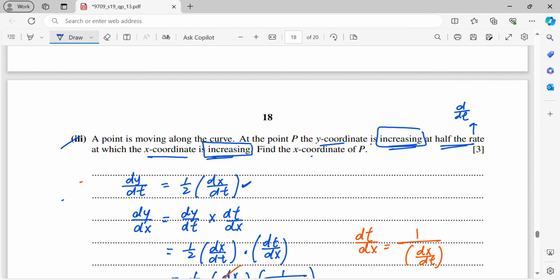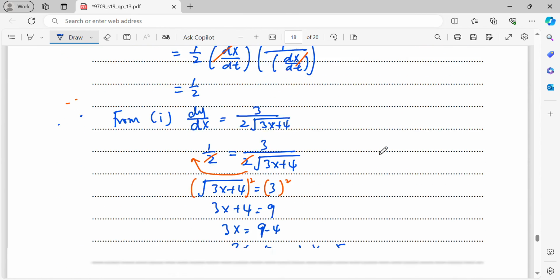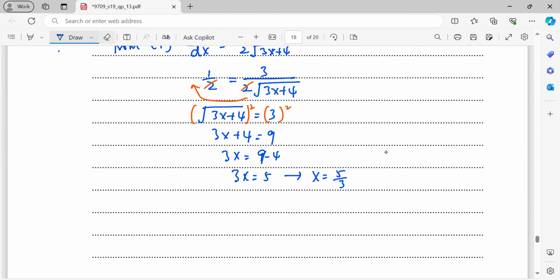Now, let's look at the question. The question just says find the x coordinate of P. So that means that's the solution.